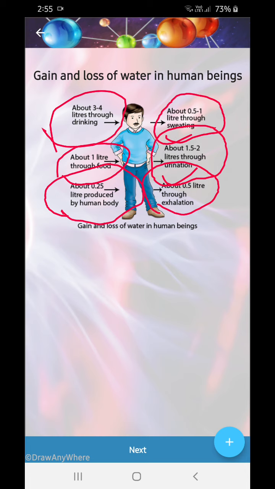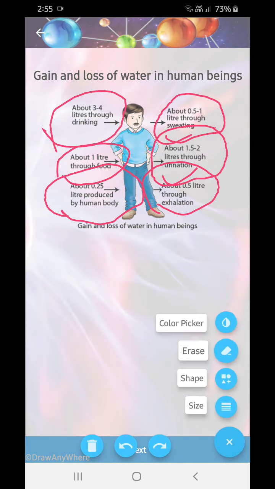So, everywhere water is in the form of solid, liquid or gas, nothing can exist without it. Through exhaling, you lose some amount of water vapor, and also through urination and sweating. There is water loss in humans.